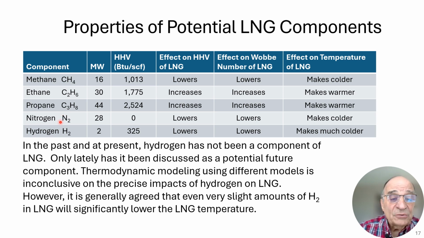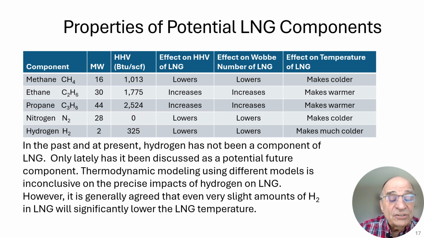Nitrogen is an interesting one. Nitrogen has a molecular weight of 28. And why? Because in nature, nitrogen is not found as a monatomic atom. It's found as a diatomic molecule, which is N2. And if you remember, the molecular weight of nitrogen was 14. 2 times 14 gives you 28. Interesting, the heating value of nitrogen is 0.